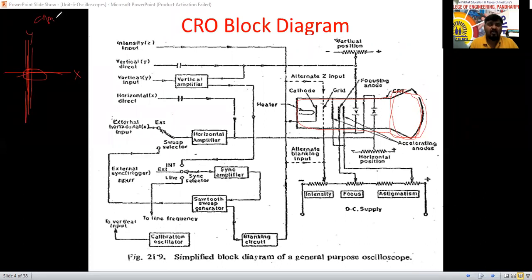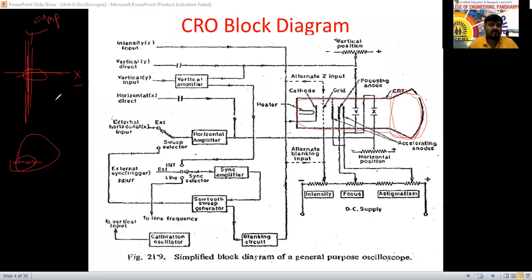So for the horizontal amplifier and vertical amplifier, we are going to use them. For the horizontal, the sweep generation we are going to consider, also called sawtooth generation. That amplifier is also required here now.